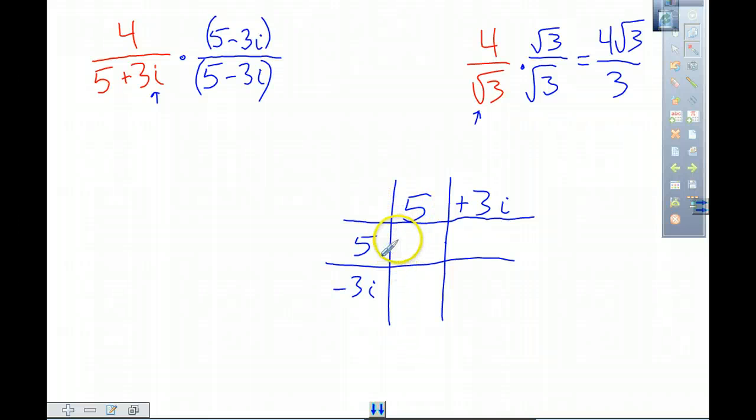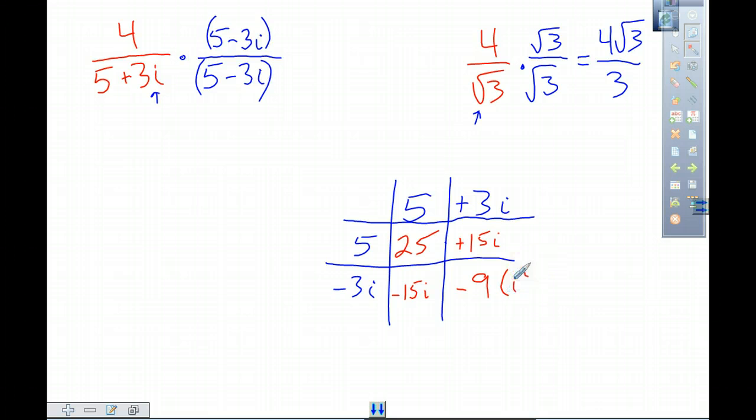5 times 5? 25. 5 times negative 3i? Negative 15i. 5 times positive 3i. And that's what we're going for: a positive and a negative of the same number so that they will cancel out. Now I don't have an imaginary part in my answer. Negative 3 times positive 3 is negative 9, and then i times i.